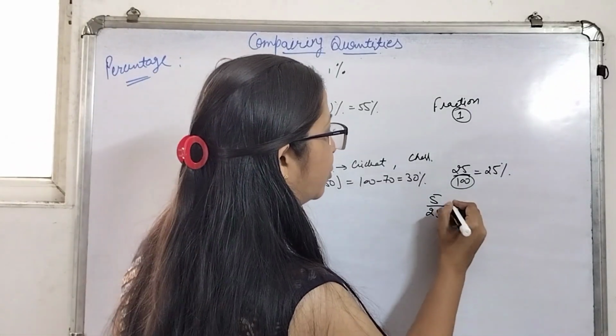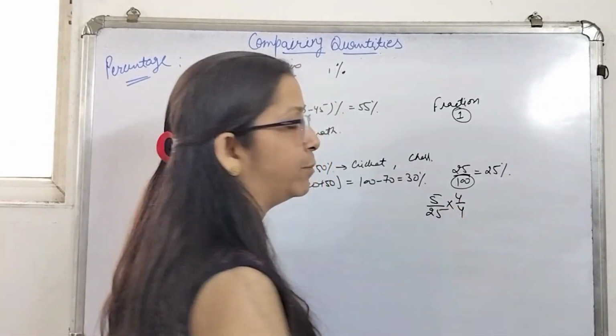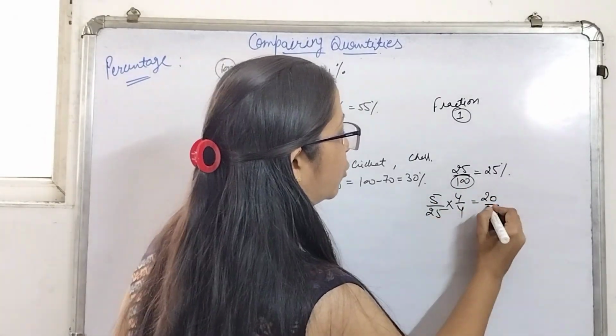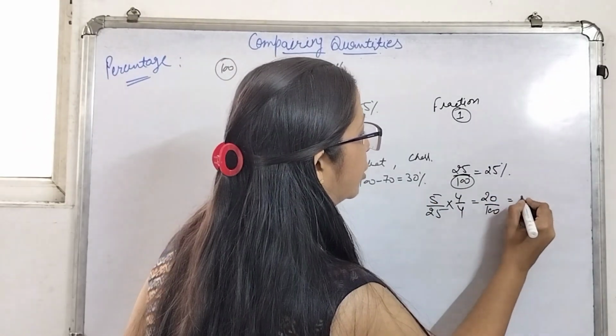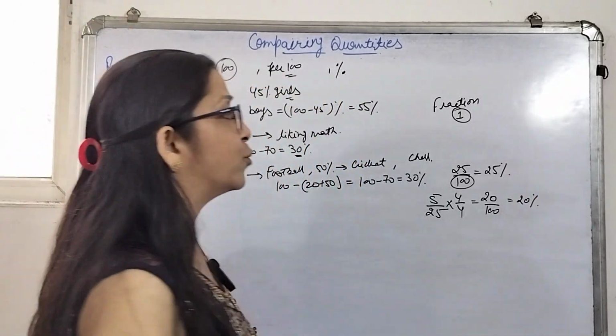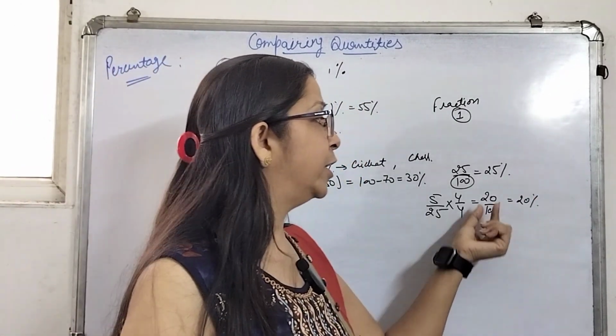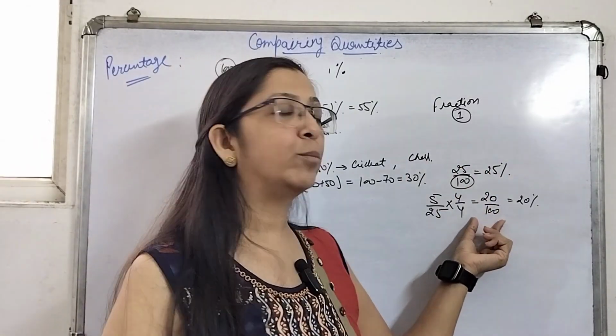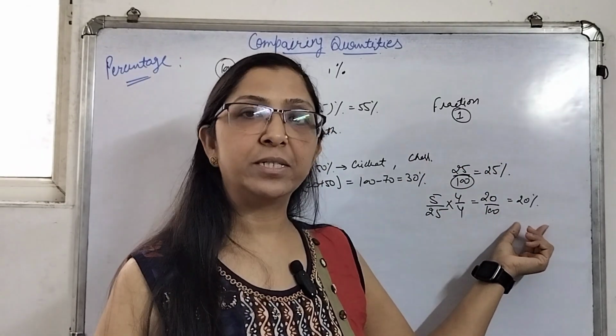For that, what I need to do is multiply it by 4 and divide it by 4. So 5 4s are 20 upon 25 into 4 will become 100. That is your 20 percentage. So whenever your denominator is 100, your numerator is your percentage. So any fraction with the denominator 100 is your percentage.